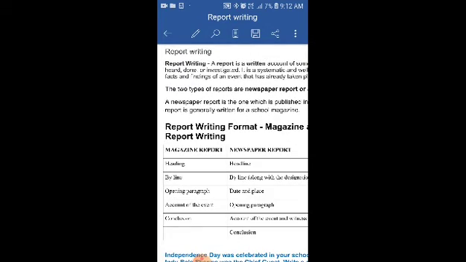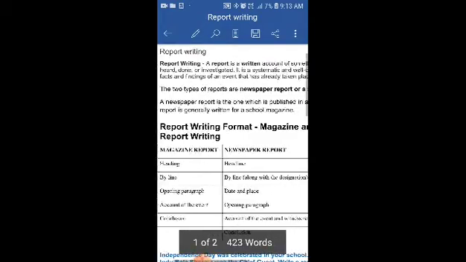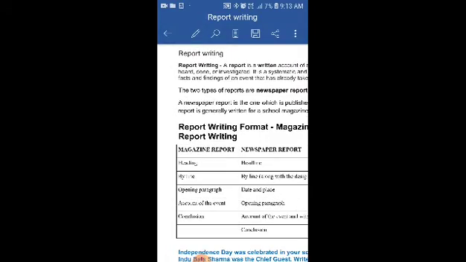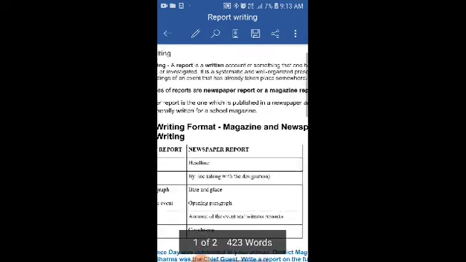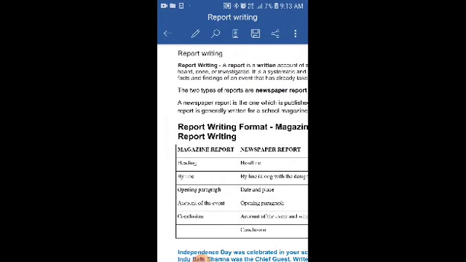Now, when we talk about report writing in general, there are two types of reports. For class 6, you will learn two types of reports, that is newspaper report and magazine report. A newspaper report is the one which is published in a newspaper, and a magazine report is generally written for a school magazine. So, if a school has a magazine and they have to publish something in it, then the report pertaining to the particular function is made and published in the school magazine.